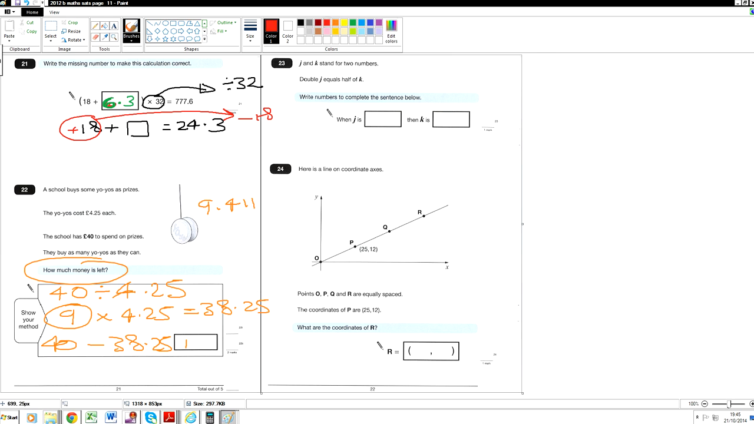What's the answer? 10. What's the answer? £1.75. £1.75 is the final answer. So you've got to work out how many yo-yos you can fit in, work out the exact cost of those yo-yos, and subtract it. So this is the calculation. Now, if you haven't got that right, I need to see everything I've written down here written in yours.